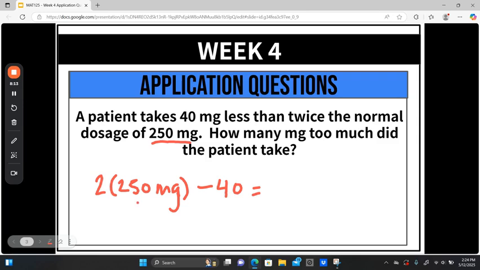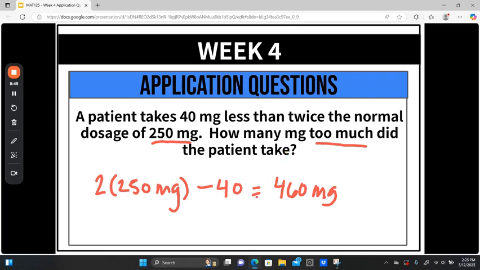So when we multiply here, 2 times 250 gives us 500 minus 40 is going to give us 460 milligrams. But we need to look at the question again. How many milligrams too much did the patient take? So they're not asking for this value right here. They're asking how many milligrams too much.